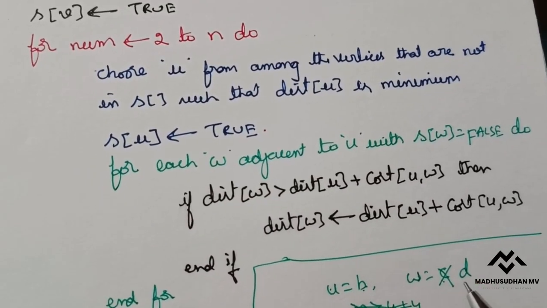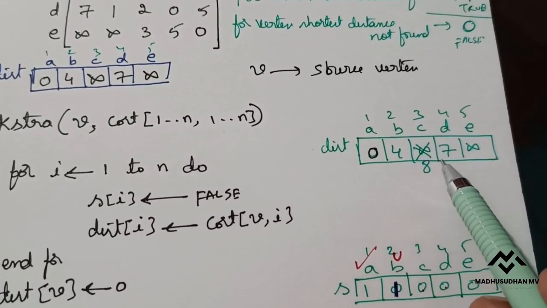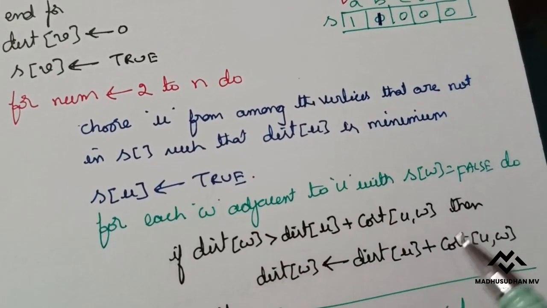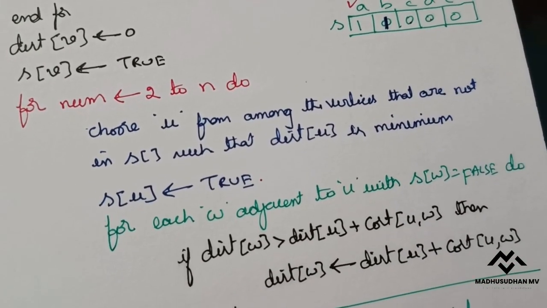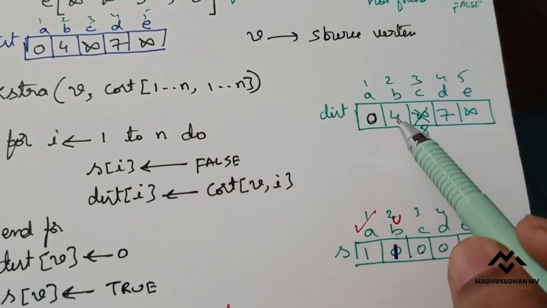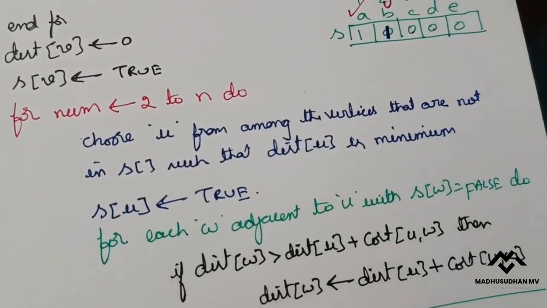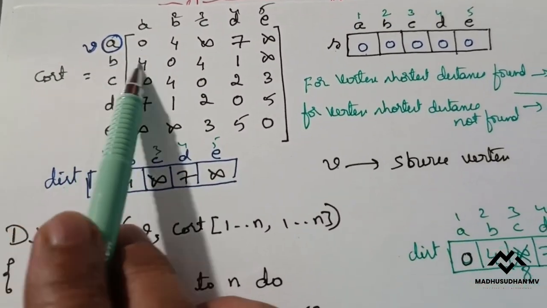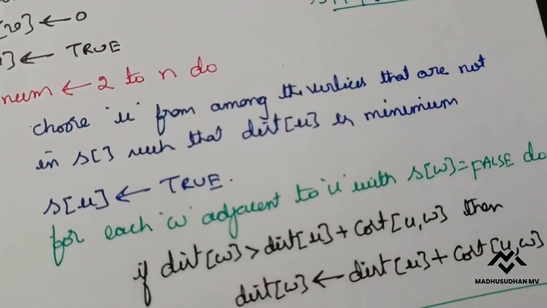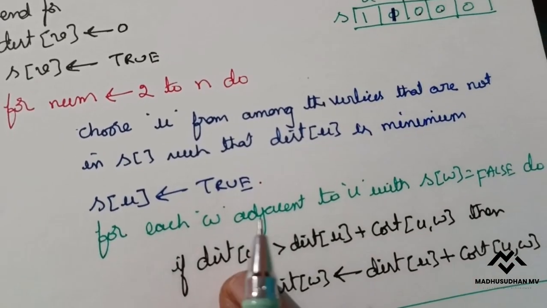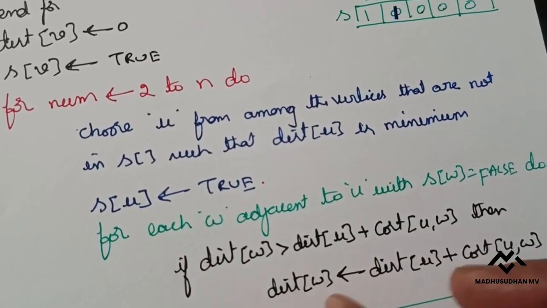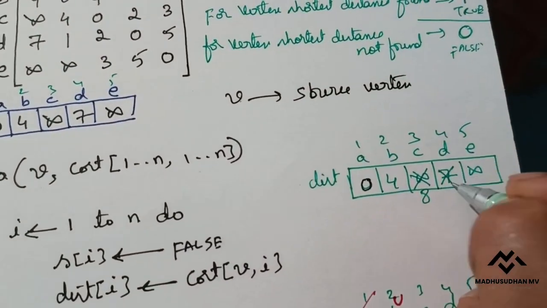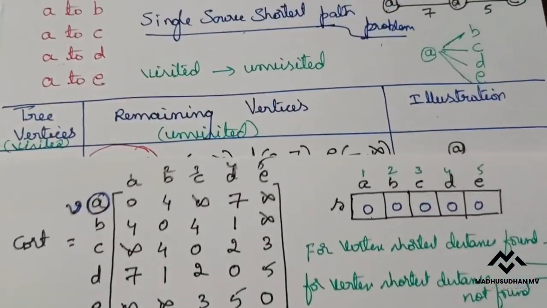Distance of W, distance of D. Distance of D is what? 7. 7 greater than distance of U. U is B. Distance of B is 4. So distance of B is 4 plus cost of U comma W, that is B to D. Cost of B to D is what? 1. 4 plus 1, 5. 7 greater than 5. True. Since it is true, the same 5 I am assigning as distance of W. Distance of D is now updating as 5. So earlier it is not 7, it is 5.